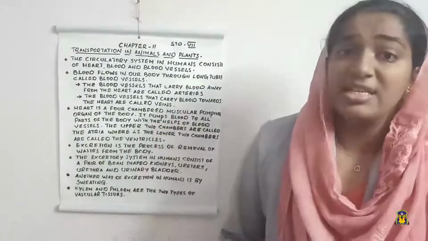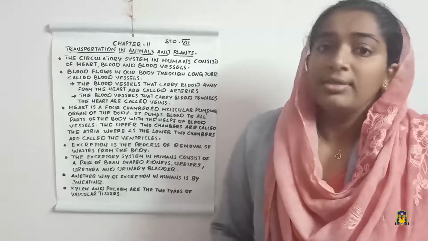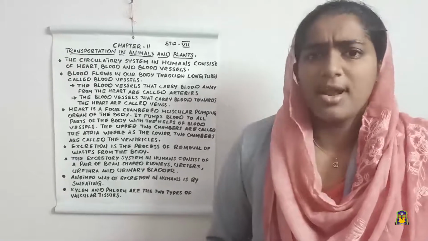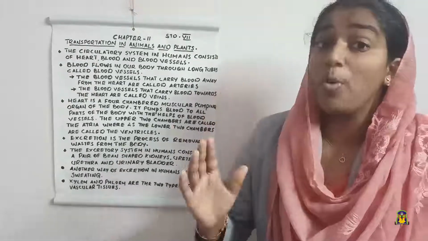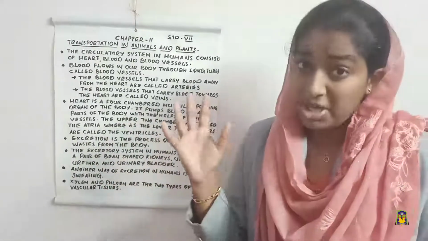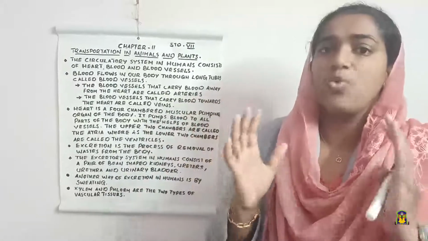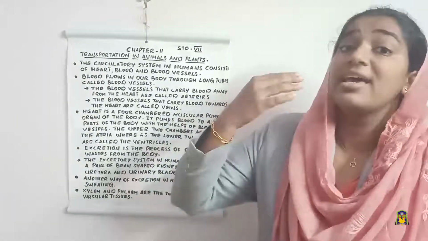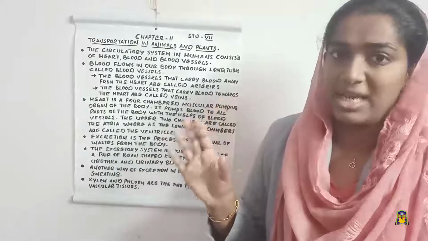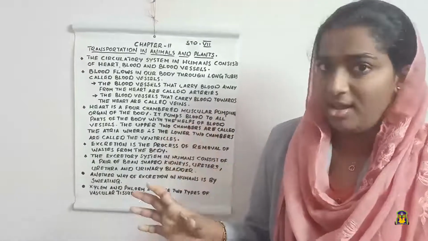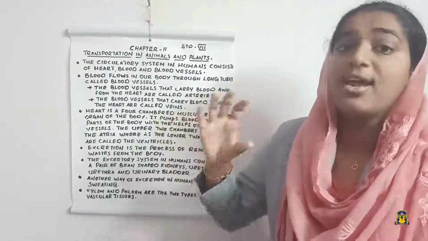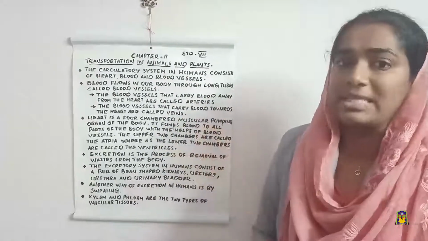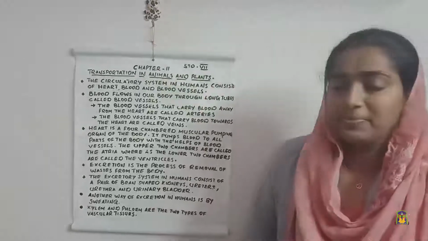Then after that, we discussed transpiration. What is transpiration? It is the evaporation method, where the excess water present in the plant is removed through the stomata. That is called transpiration. What is transpiration? The removal of excess water from the plants through the stomata. That is called transpiration. Thank you.